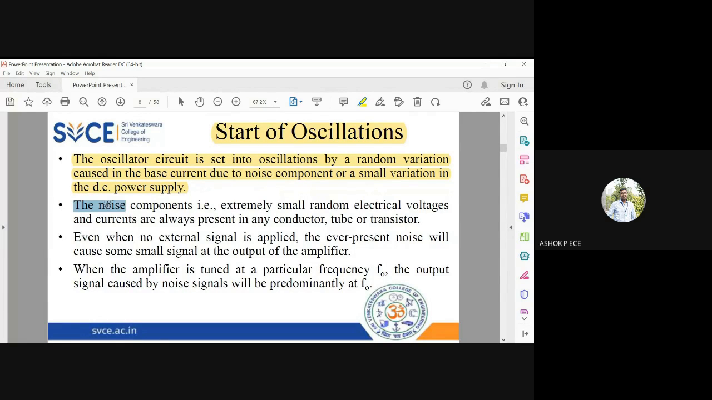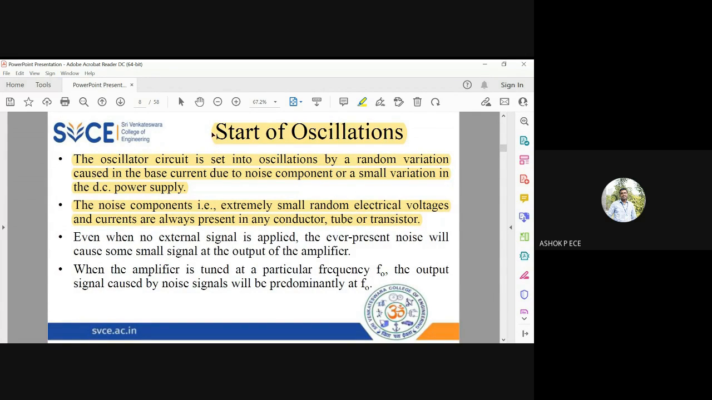These noise components will be extremely small, in the order of microvolts or microamperes. They are always present in a semiconductor. You cannot have a semiconductor which is completely free of noise. So these noise components are present at the base.